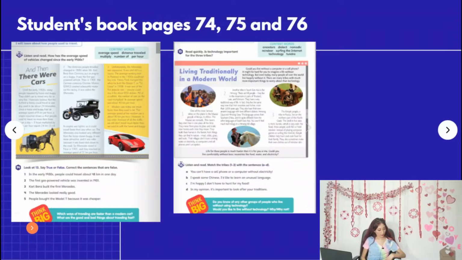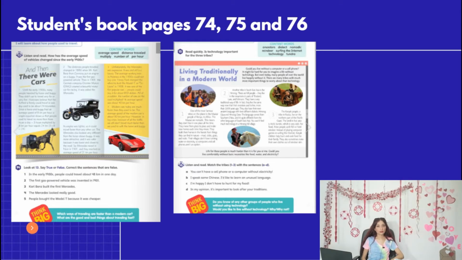So let's pay attention to this reading. It's super important to pay attention so we are going to be able to do the activity later. Student's Book, page 74. Activity 13. Listen and read. How has the average speed of vehicles changed since the early 1900s?